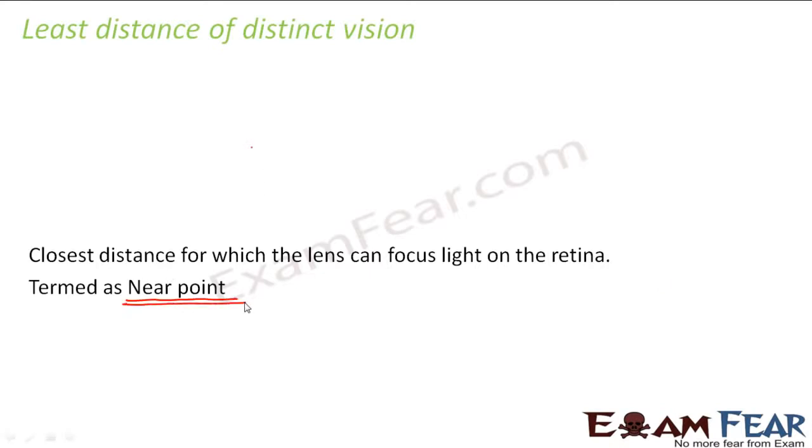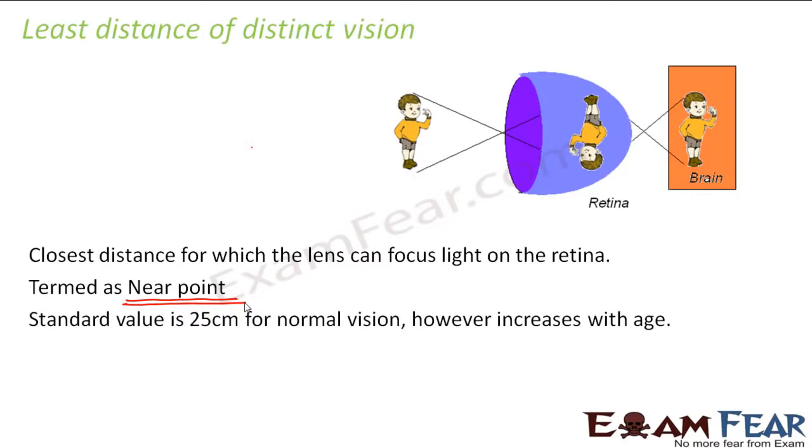So that means if an object is placed closer to the near point, the image is not very clear. I mean the image is formed even before the retina. So here you can see that in this case the image is not formed on the retina, the image is formed beyond the retina if the object is at a distance lesser than 25 centimeters. So this is what we know as the least distance of distinct vision.